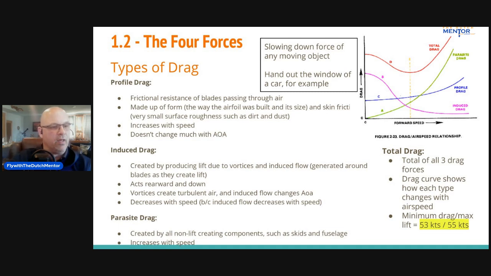However, parasite drag is created by all of the non-lifting components. As we increase speed, it exponentially increases drag on the aircraft itself, right? Of course, if you calculate all of these, then you come up with total drag, the total of all three forces, right? And that's where the drag curve shows how each type of drag changes with airspeed increase. And then you can calculate the minimum drag and maximum lift component of that. And that's in the total drag, or the red line on top. In this particular case, it would be at 53 knots and 55 knots, right?